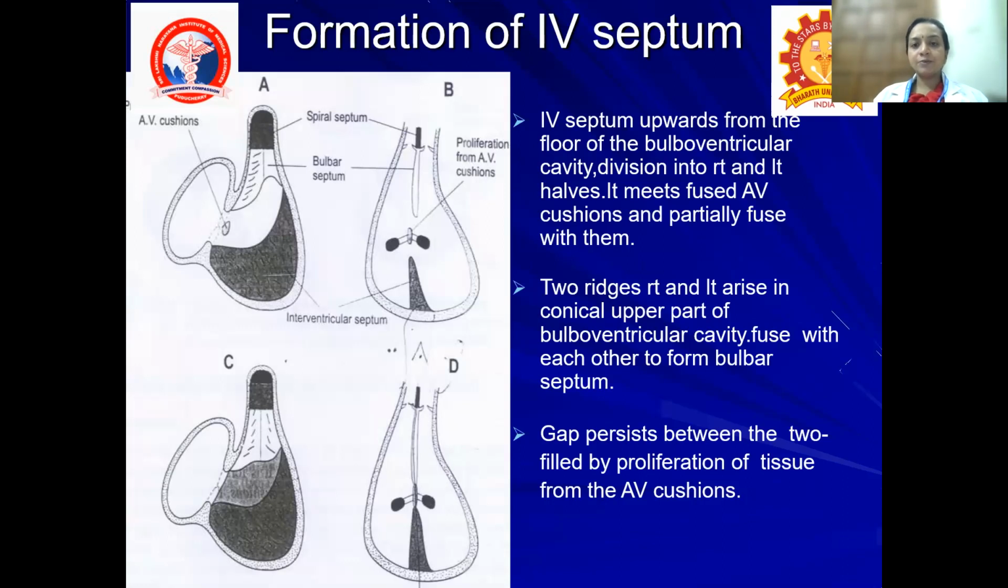The interventricular septum is formed upwards from the floor of the bulboventricular cavity. It divides into right and left halves. It meets the atrioventricular cushions and partially fuses with them. The two ridges, right and left, arise in the conical upper part of the bulboventricular cavity, fuse with each other, and form the bulbar septum. The gap that persists between the two is filled by proliferation of tissue from the atrioventricular cushions.